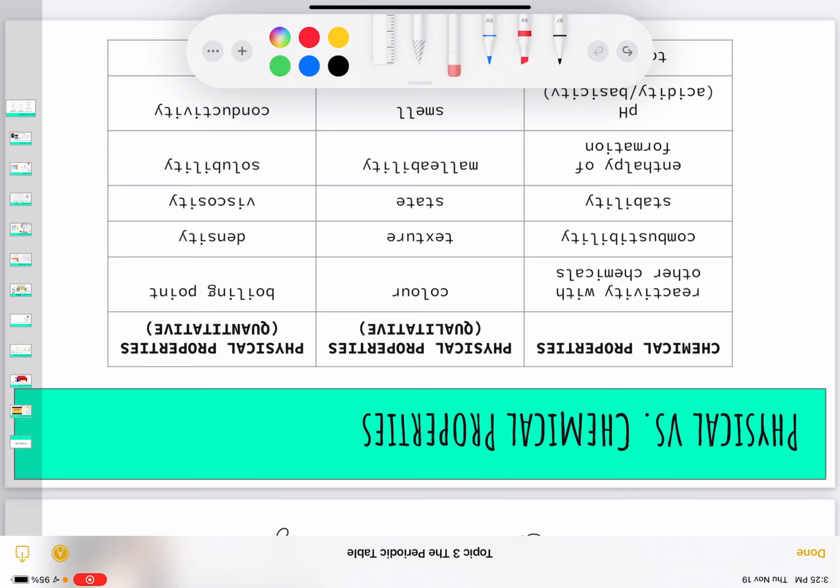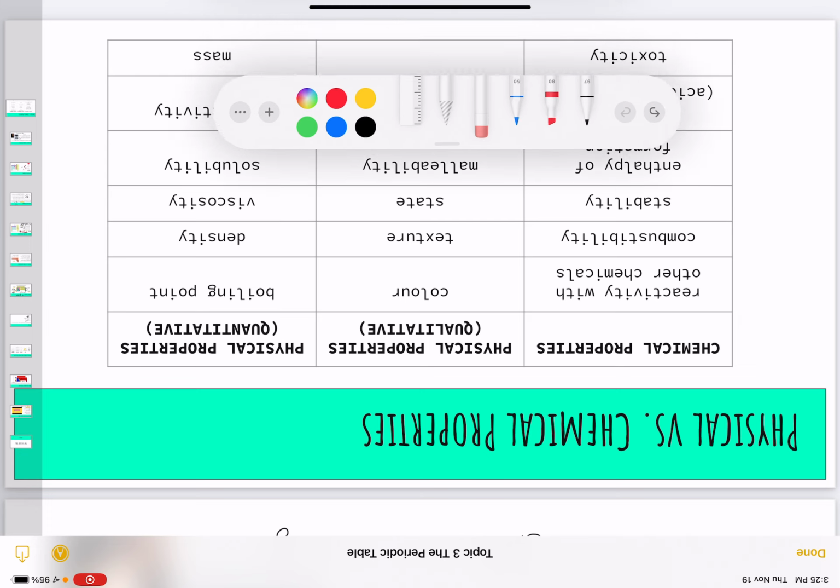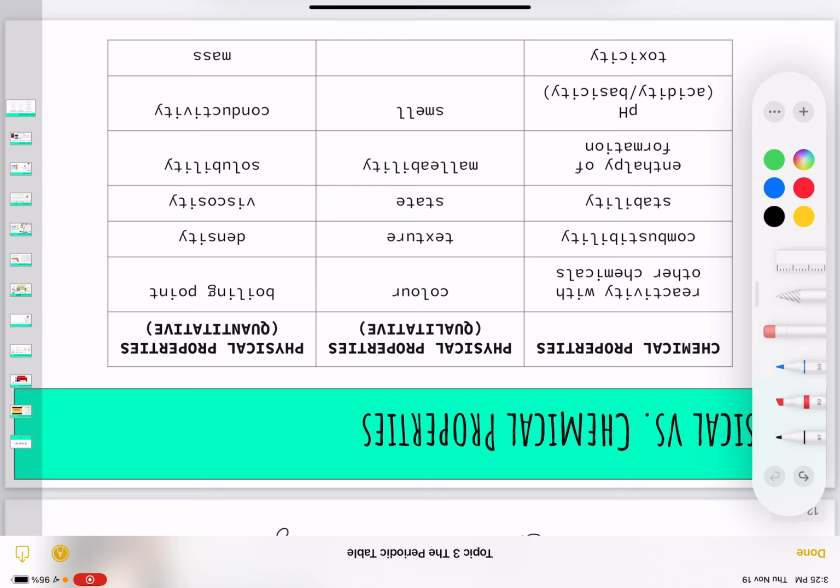So here are some properties that we can keep in mind when we're trying to remember if something had a chemical or physical change. Some chemical properties are its reactivity with others, combustibility, stability, enthalpy of formation, so that's taking in energy, pH, so how acidic and basic it is, and then the toxicity.